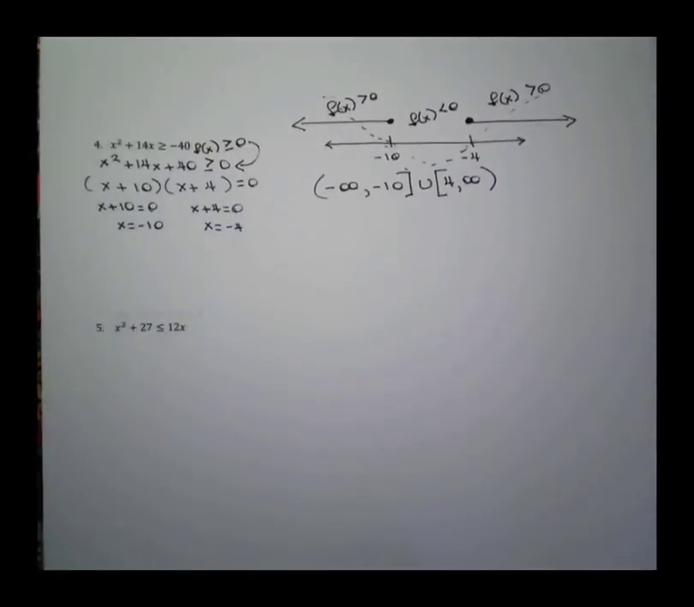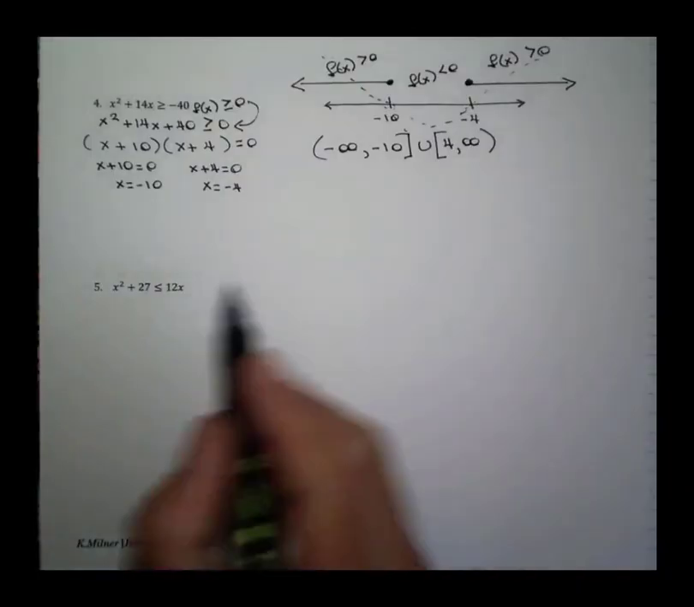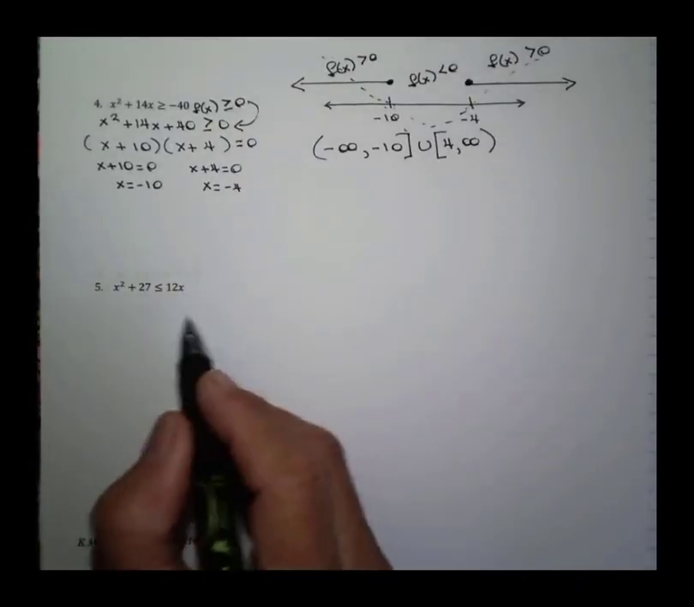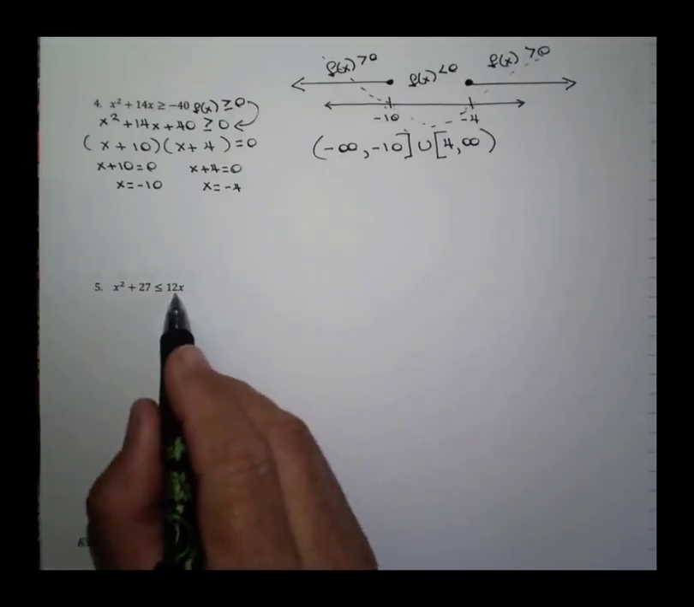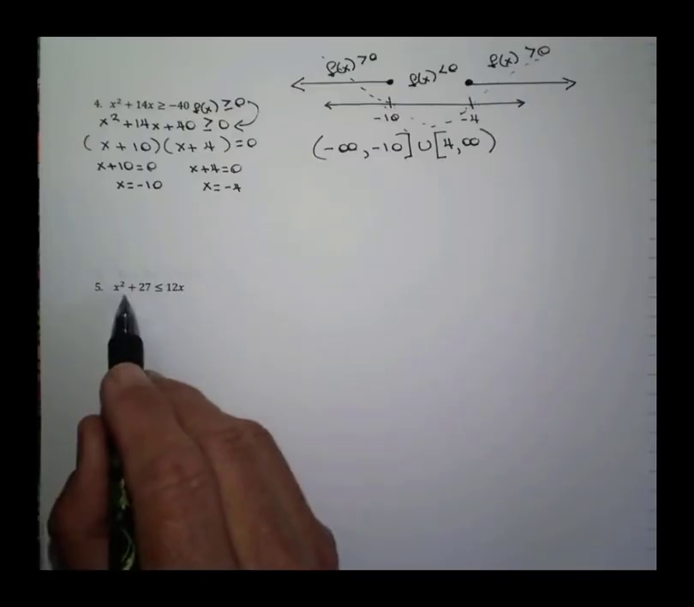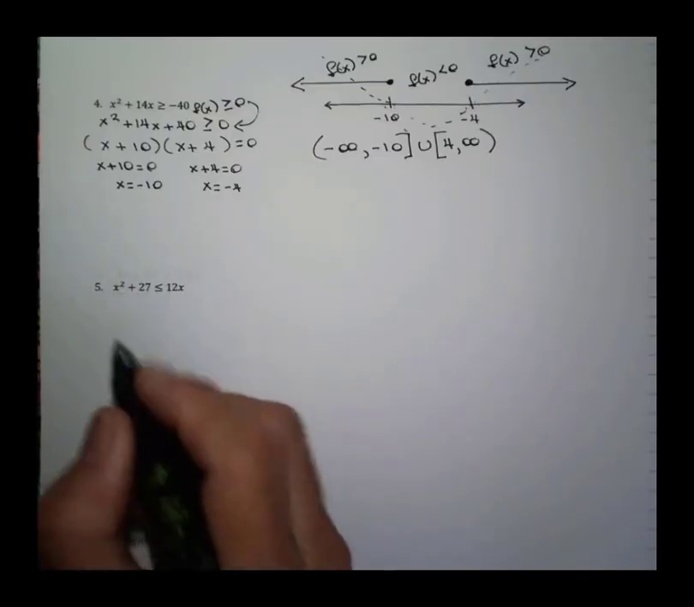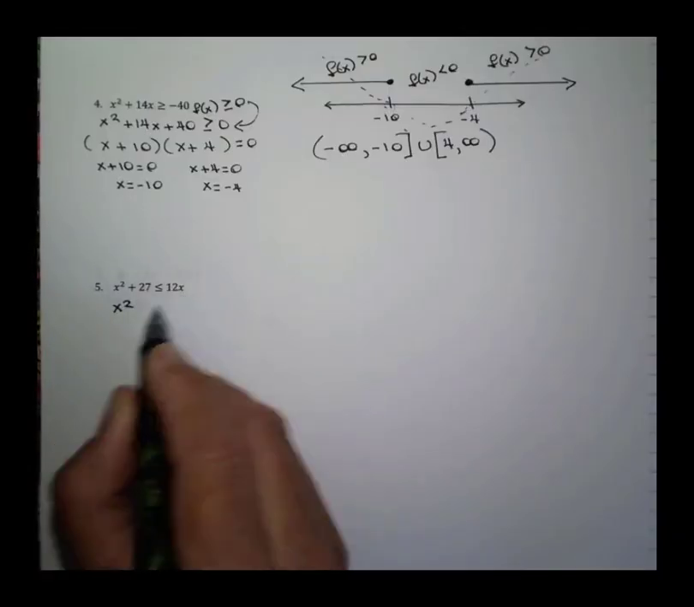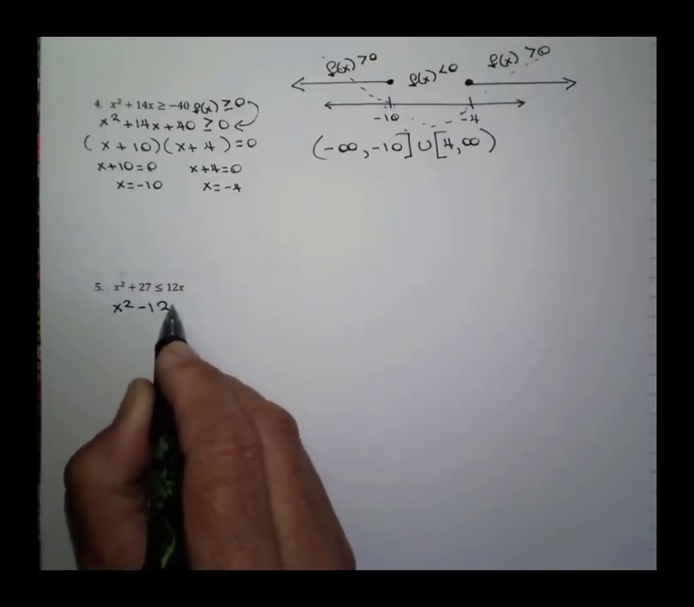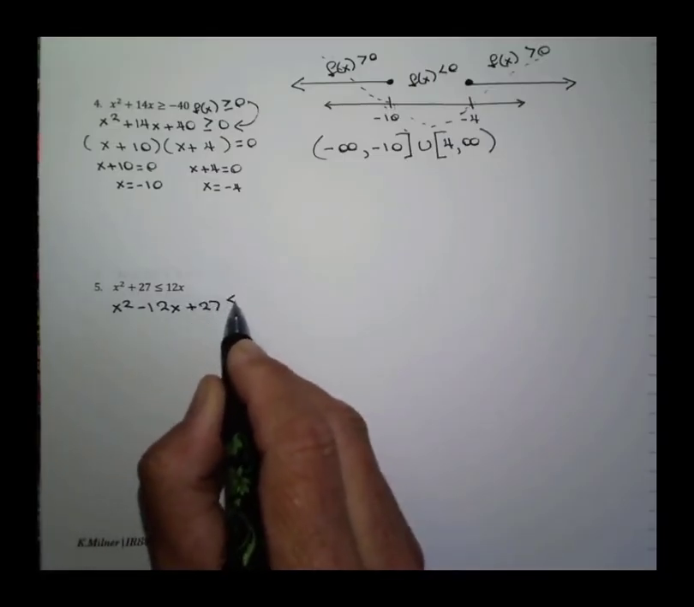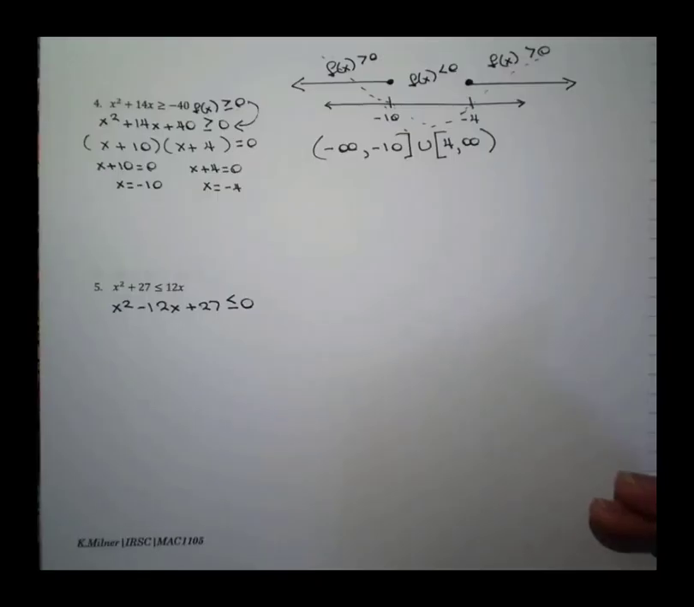Now let's take a look at one more of these. That's a pretty simple one, then we're going to get a little more complicated. This time I need to do the same thing and fix this so that everything's on one side. I've got 0 on the other side, and this time I've got 12x over here, so I have to subtract 12x. I also need to put it in descending order from the highest exponent. So this is x squared, I subtract 12x, and then I had a positive 27. Now I've got 0 on the other side.